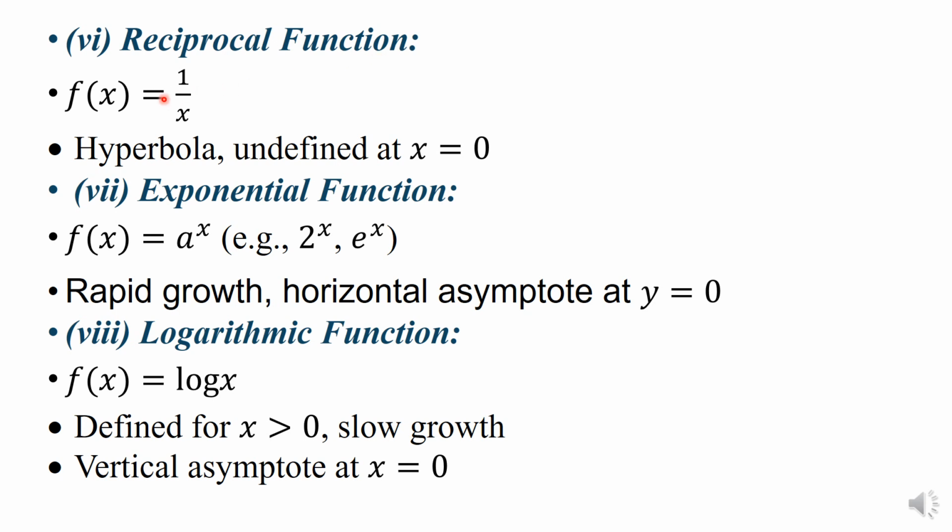Reciprocal functions: f(x) = 1/x, hyperbola, undefined at x = 0. Exponential functions: f(x) = aˣ. Now you can see here a power x, 2 power x, e power x. Rapid growth, horizontal asymptote at y = 0.